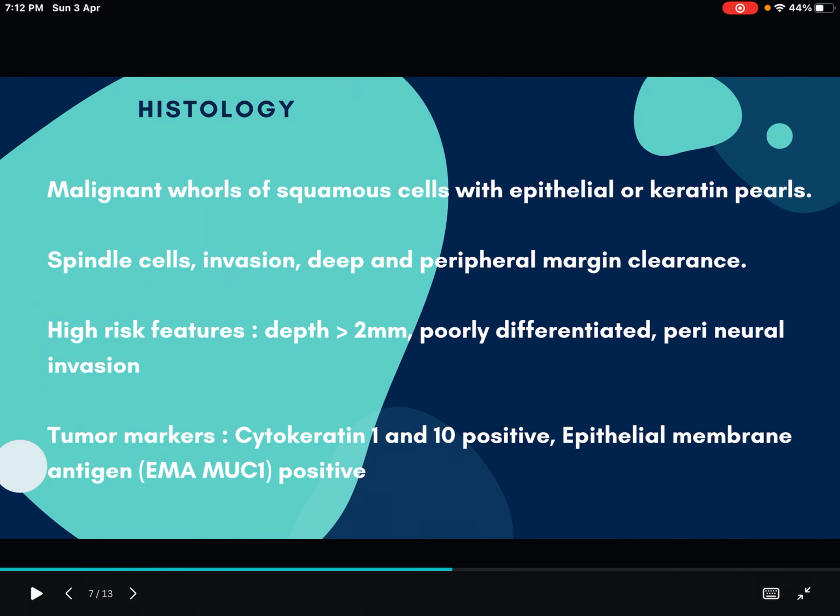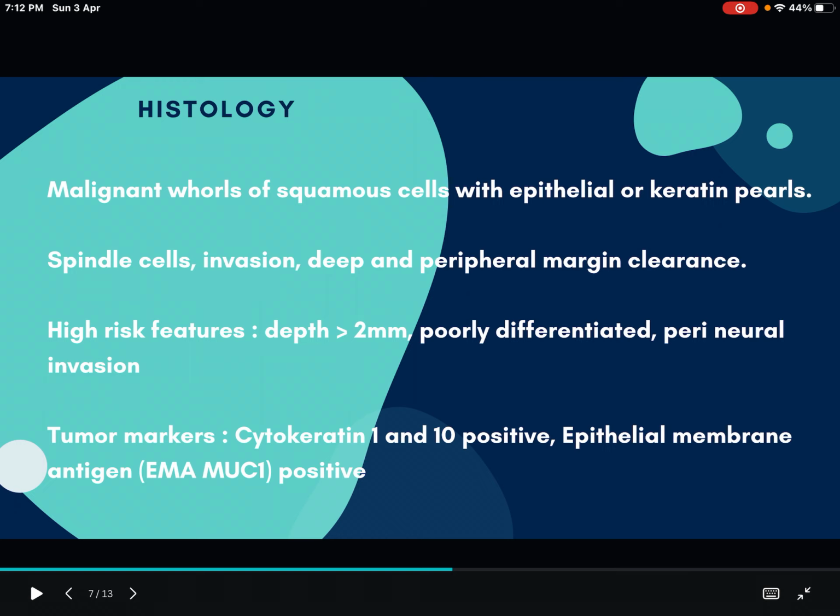Now let's see the histology points. In histology, we will see malignant whorls of squamous cells with epithelial or keratin whorls. This is the characteristic histologic feature of squamous cell carcinoma. Malignant whorls of squamous cells with epithelial or keratin whorls. This you have to write, you have to keep in mind.